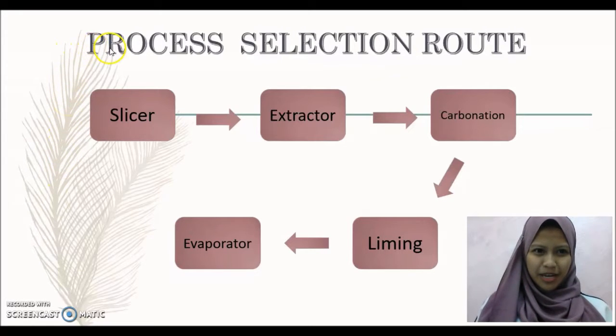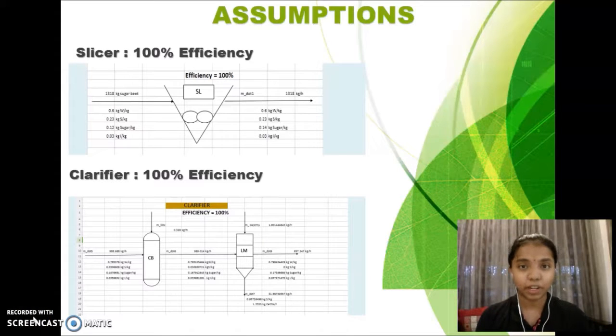I'll be explaining the process selection route for my group. First, we decided to use a slicer for our first process. Then we use an extractor, and then go straight to the clarifier process, which includes carbonation and liming. Lastly, we use an evaporator as our last process. There are two assumptions made for this project: first, the slicer has 100% efficiency, and second, the clarifier has 100% efficiency.